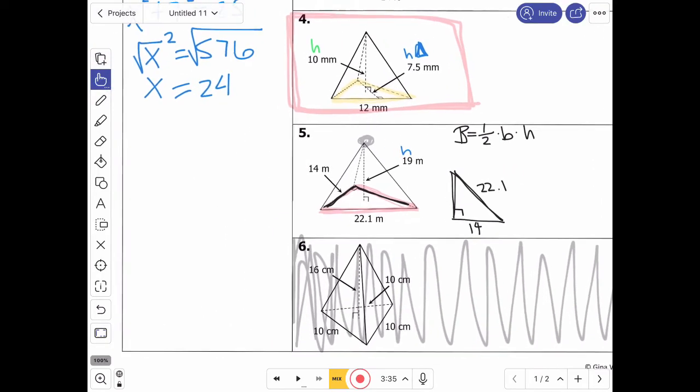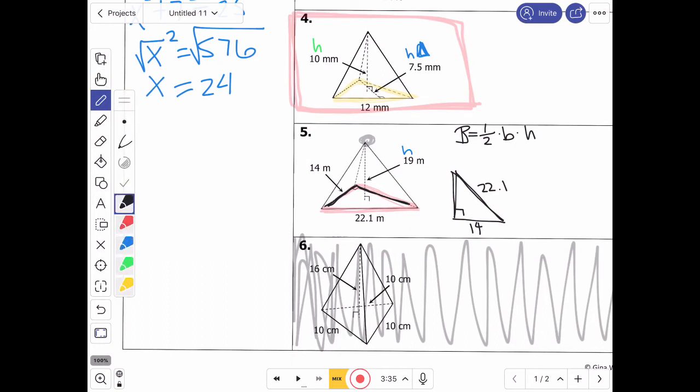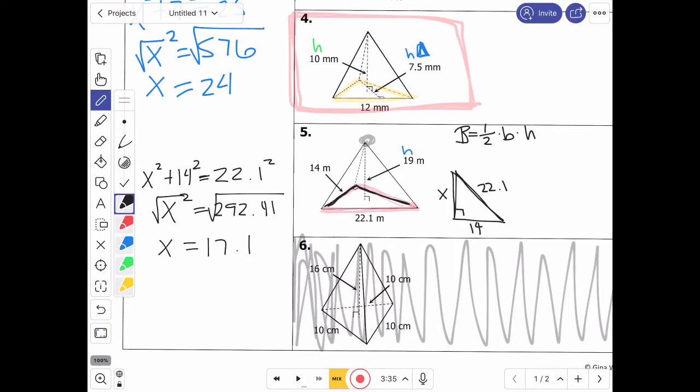So I got to figure out what my height is. I can use the Pythagorean theorem again to find my height, which I'm going to call x. So I'd have x squared plus 14 squared equals 22.1 squared. I'm going to subtract 14 squared from 22.1 squared to get 292.41. Taking the square root to solve for x, x is 17.1.